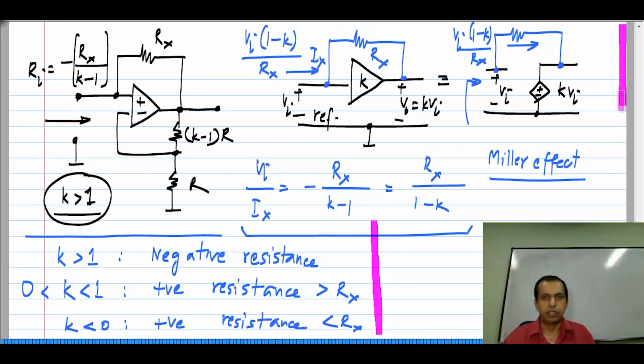The main point is that the input resistance is determined by the gain of the amplifier. So, you can think of many possibilities, such as if you have an electronically varying gain, you could also have an electronically varying resistance, and so on. And of course, the additional application is what I already showed you, how to make a negative resistance. Okay. It can also be used for realizing a very small resistance, and so on.